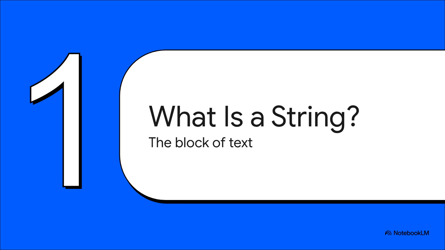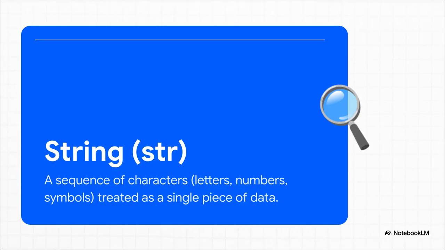Okay, so what is a string, really? Let's break down this fundamental building block of all the text you see on your screen. For such an important concept, the definition is pretty simple. A string is just a sequence of characters. It could be letters, numbers, symbols, spaces, even your favorite emoji. The key is that the computer treats that whole sequence as one single chunk of data.